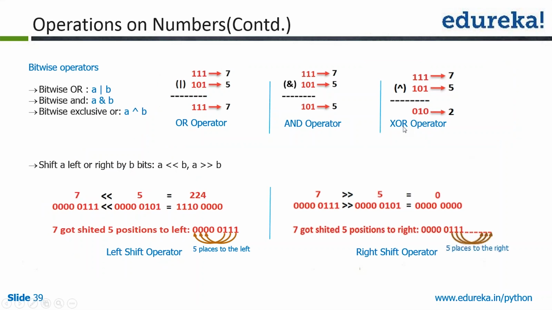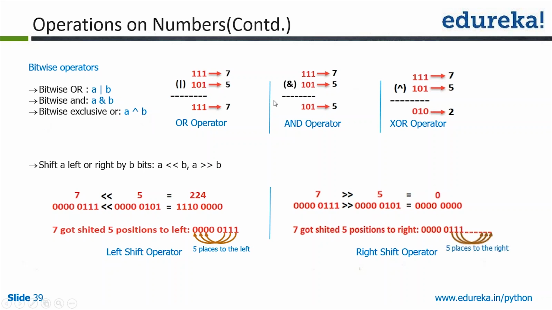Continuing on the operations on numbers, we saw the algebraic operations and the comparison operators. Now we see what the bitwise operators are. Bitwise operators are helpful when working on binary numbers, and in case you're not aware of binary numbers, feel free to stop me. Otherwise, I assume that most of you will be aware. In binary numbers, 111 represents 7, 101 represents 5, and the commonly used operators in binary are bitwise OR, bitwise AND, using pipe and ampersand, or bitwise exclusive OR, A XOR B.